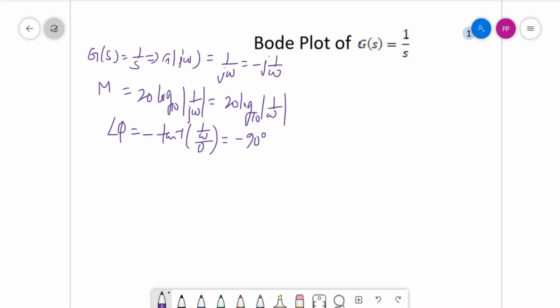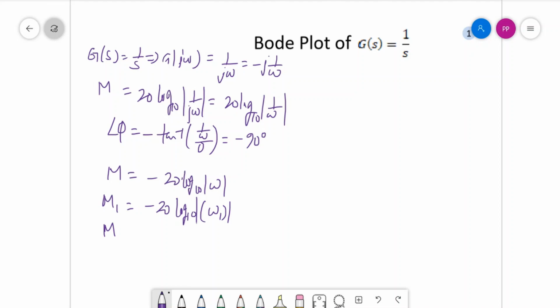But at the same time we can find out its slope. So how do you find out the slope of the Bode magnitude? For that you have to take the magnitude, say M equals minus 20 log base 10 modulus of omega. So at a given frequency omega 1, M1 equals minus 20 log base 10 omega 1, this is the modulus.